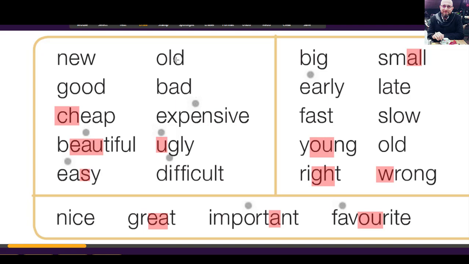New, old, good, bad, cheap, expensive, beautiful, ugly, easy, difficult, big, small, early, late, fast, slow, young, old, right, wrong, nice, great, important, favorite. Okay, so you can repeat the video again and listen and practice.